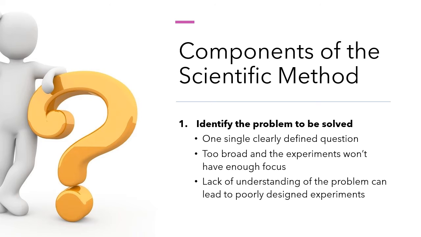So, first, components of the scientific method. First one, we want to identify the problem to be solved. Pretty key, right? We make sure we have a single defined question we're looking at, and we know exactly what that question is. If we get too big, the experiment won't have enough focus. And if we don't really understand the problem, we can end up with poorly designed experiments. So we want to make sure we know what that problem is and understand it completely.